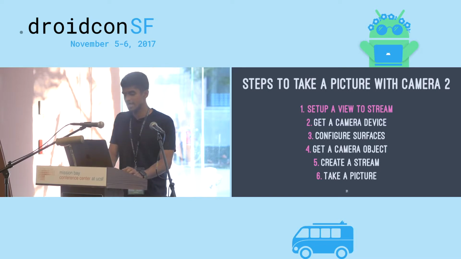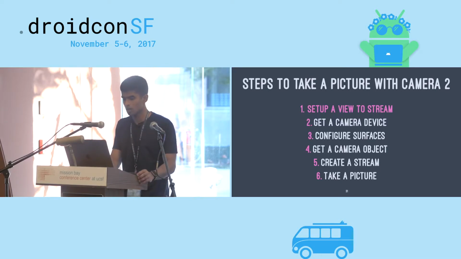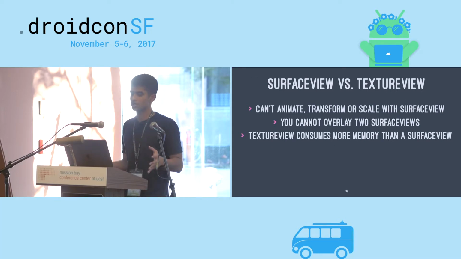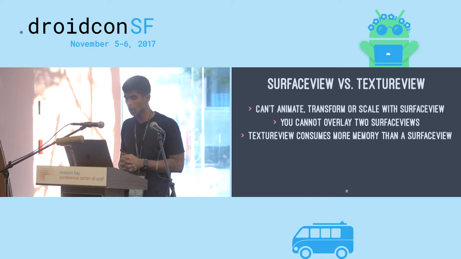So now let's actually start by setting up a view to stream. We have two options here: a surface view and a texture view. First, the differences between the two: you can't animate, transform, or scale when you use a surface view. The second thing is you can't overlay two surface views.